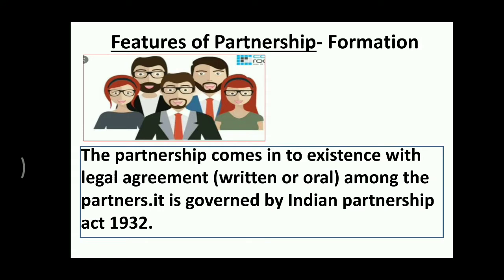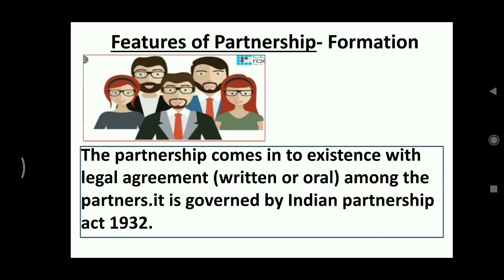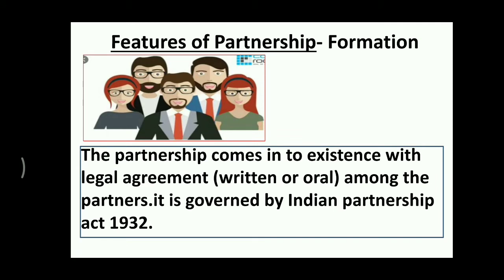Now we will see a few features of partnership. First is the formation. Partnership comes into existence with a legal agreement. There must be an agreement between the partners, and the agreement can be written or oral. But we have to keep in mind that we should always go for a written agreement, because in case of any dispute, it is very difficult to establish the facts in case of an oral agreement. So that's why we should go for a written agreement.